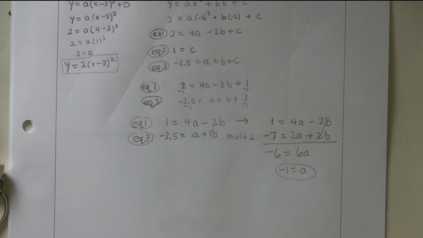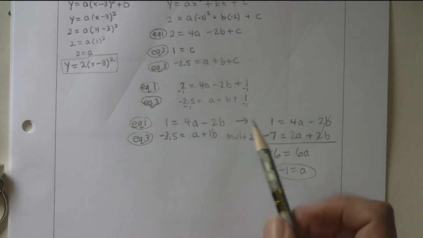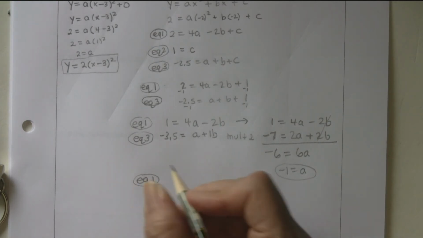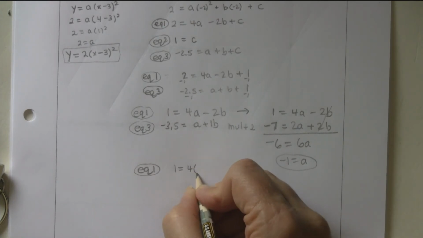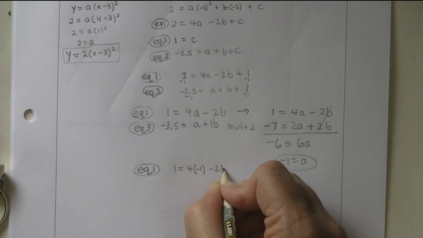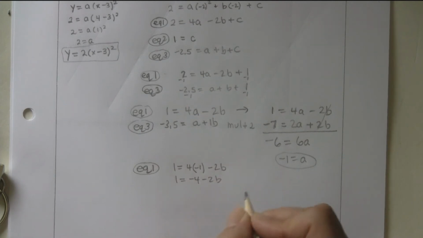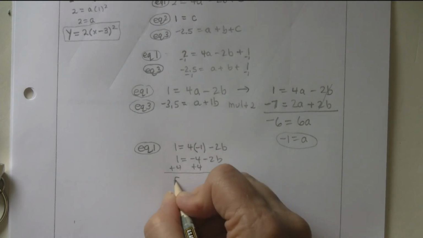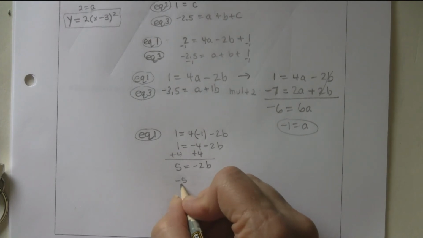And we can use the fact that a is negative 1 in order to get b, and we can go back to either equation 1 or equation 3 and find it. I'm going to choose equation 1 arbitrarily, because it doesn't have a decimal in it. So 4 times a, remember now, is negative 1 minus 2b. And so in a matter of moments, I'm going to know what b is. So we're going to add 4 over here. So looks like b is going to be negative 5 over 2.